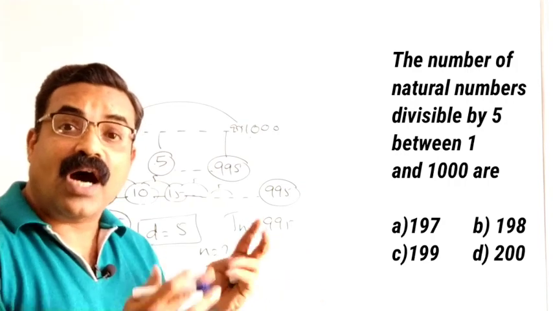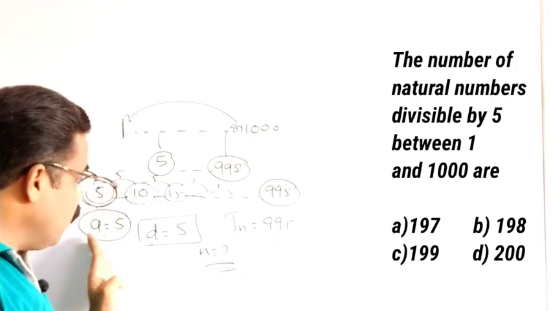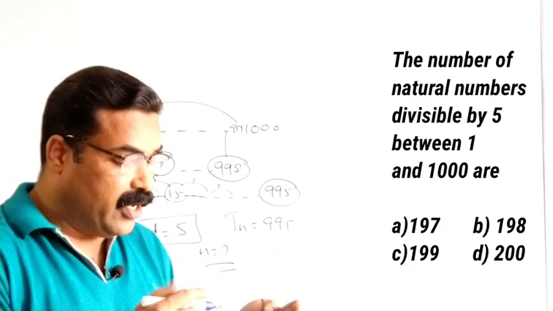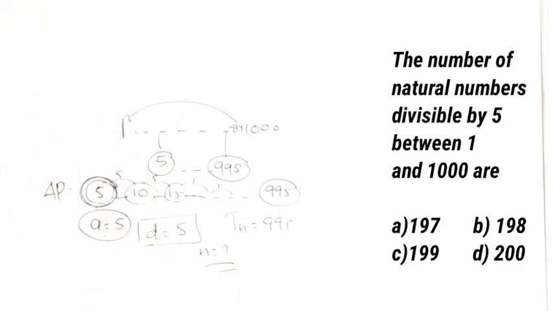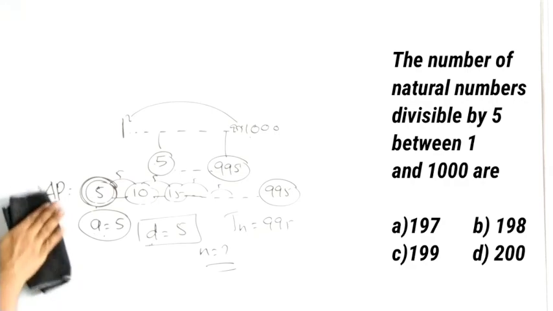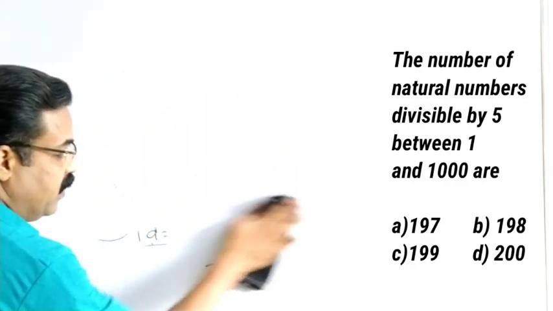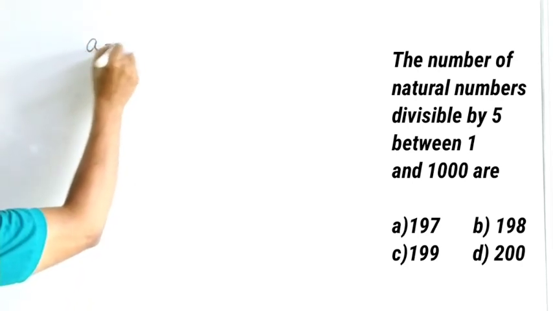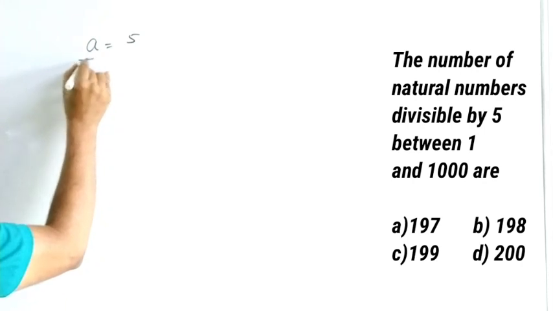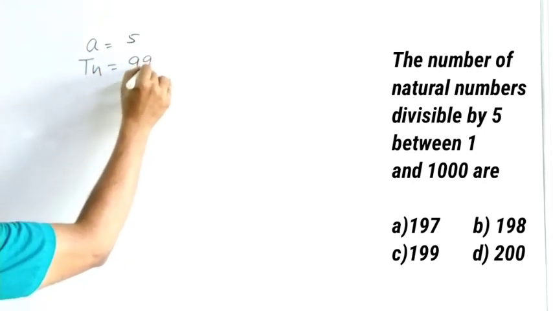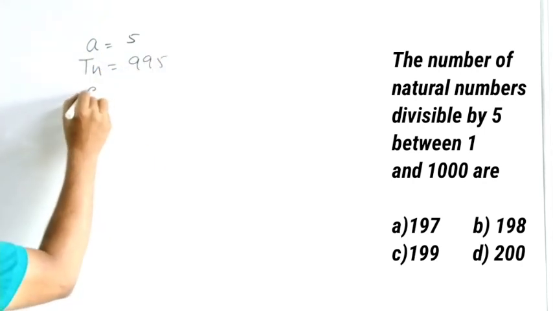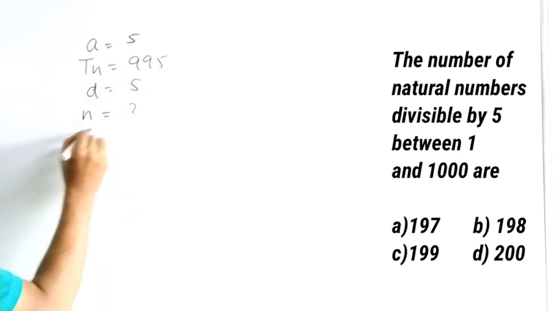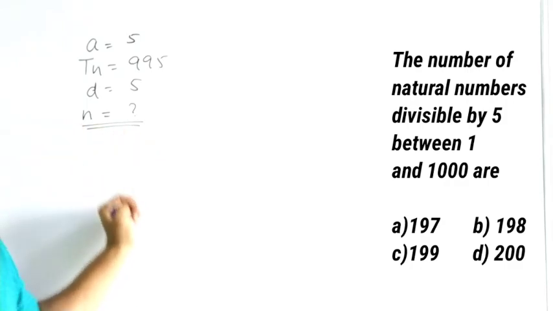So we need to find out how many numbers there are from 5 to 995 which are divisible by 5. Now let us solve it. To solve this, we have a formula. Understand that very clearly. Here, let me write. We got A is equal to 5, the last term Tn is equal to 995, and the difference D is equal to 5. We need to find the number of terms, how many numbers there are. N we need to find out.